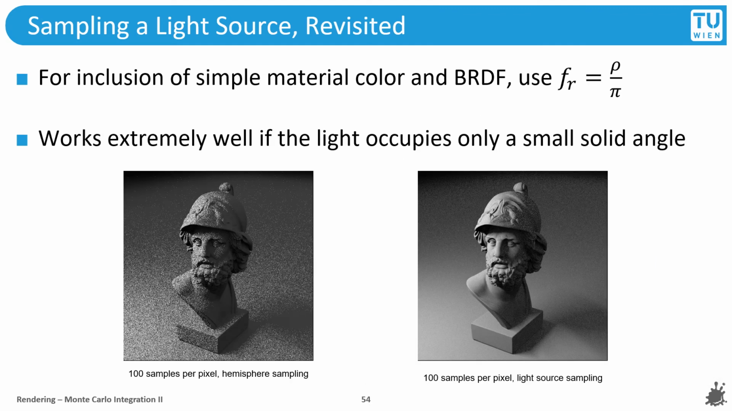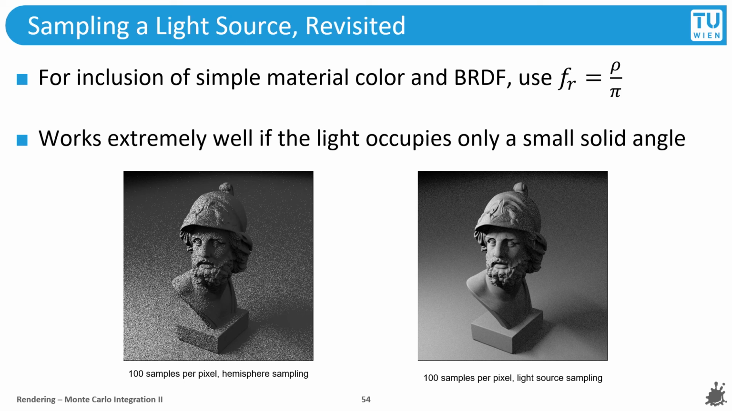To give the direct lighting the opportunity to add some color to the scene, we use the constant factor rho over pi for the factor fr. Below you can see how importance sampling can make all the difference in the world. On the left, we use 100 samples per pixel. Each time we hit the surface point, we test one random location on the unit hemisphere and check if the corresponding direction leads directly to a light source. As a result, our output image is quite noisy, even after shooting 100 rays per pixel.